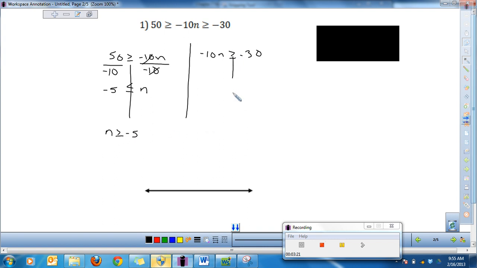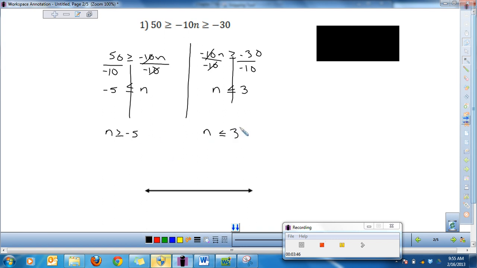Now I'm going to solve my second inequality. How do I get n by itself? Well, I need to divide by negative 10. These n's cancel out. I divided by a negative, so I need to flip my inequality symbol. Negative 30 divided by negative 10 is positive 3. So my second is n is less than or equal to positive 3.